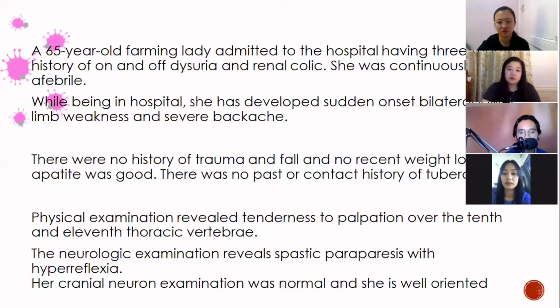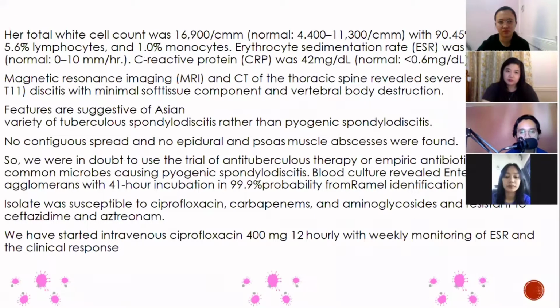Physical examination revealed tenderness to palpation over the 10th and 11th thoracic vertebrae. The neurologic examination revealed spastic paraparesis with hyperreflexia. Her cranial nerve examination was normal and she was well oriented. Her total white cell count was 16,900 per cubic millimeter, with 90.45% granulocytes, 5.6% lymphocytes, and 1.0% monocytes. Erythrocyte sedimentation rate was 120 millimeters per hour, and CRP was 42 milligrams per dL.